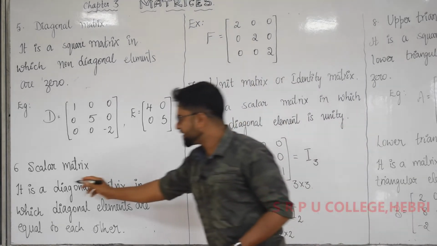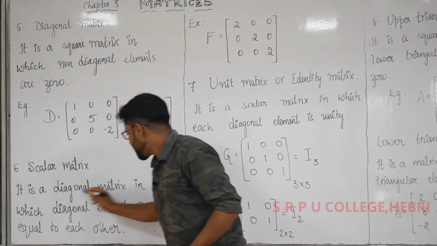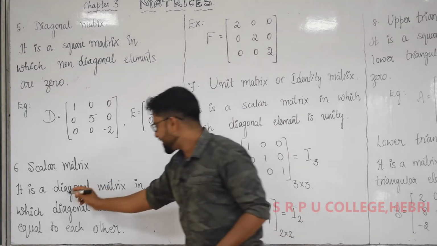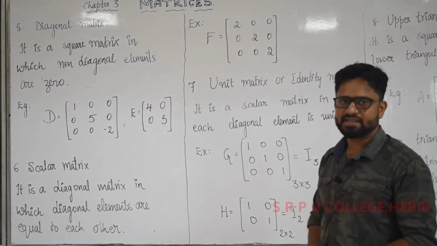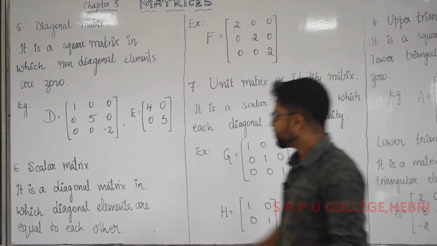So while writing the definition of scalar matrix, it is very important: it is a diagonal matrix in which diagonal entries are equal to each other. So the definition should be proper. Okay.